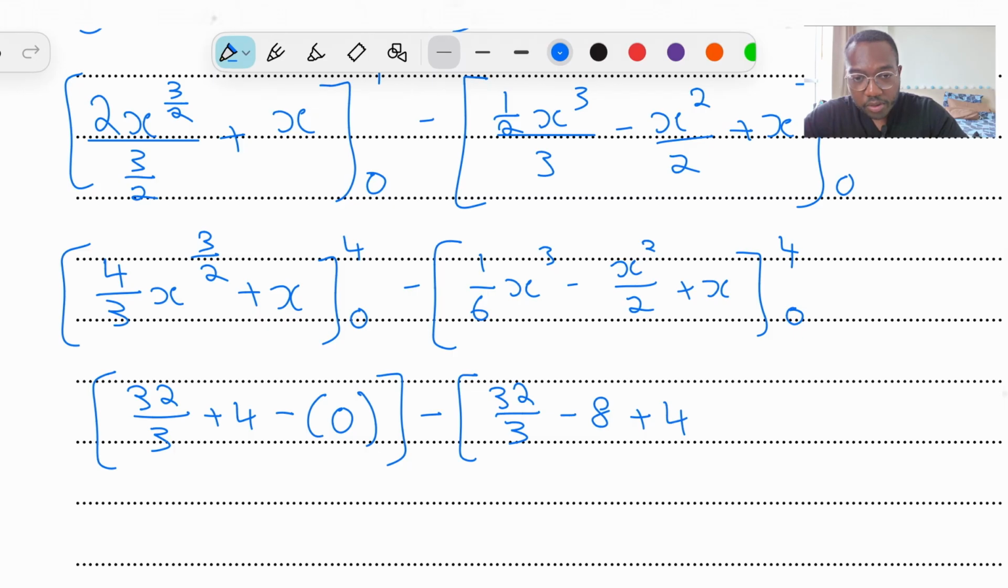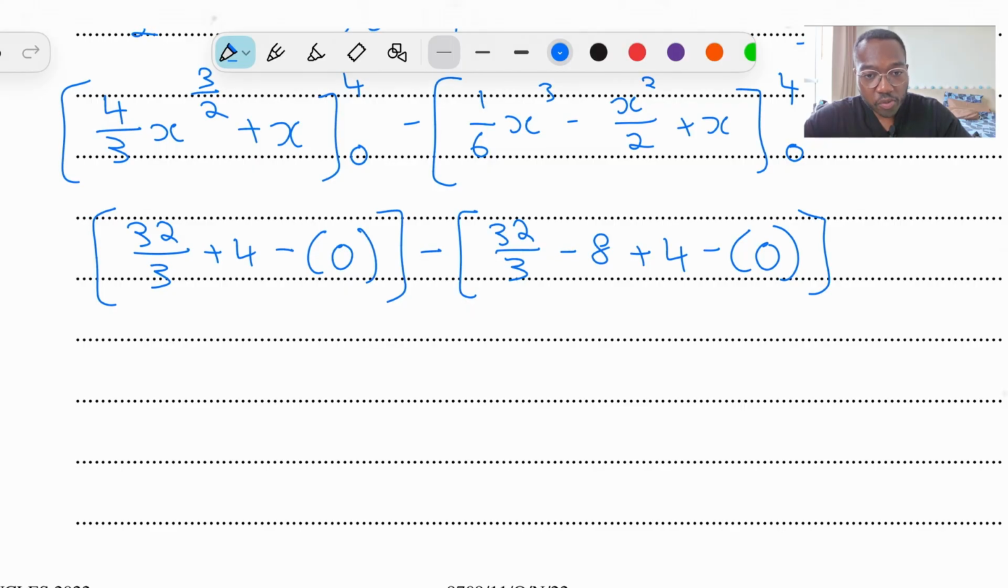And then again, if we were to multiply everything by 0, we would just get a 0. So then the zeros, there's no 0. So therefore, we just have 32 over 3 plus 4, which if we do 32 over 3 plus 12 over 3, that'll give me 44 over 3.